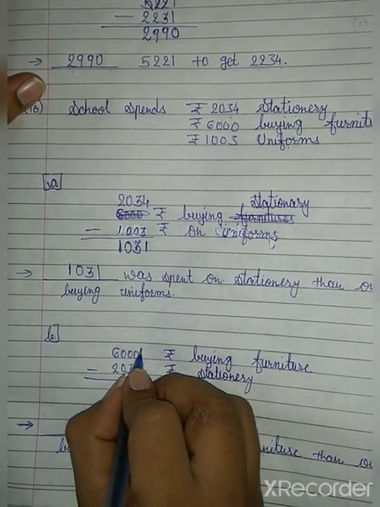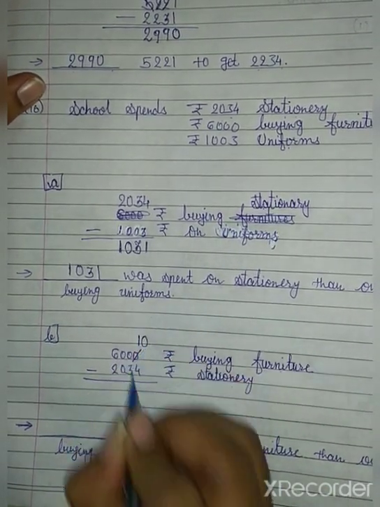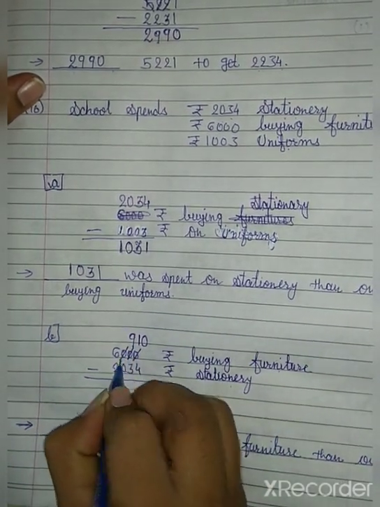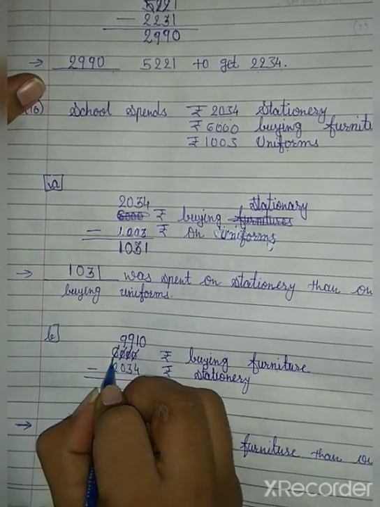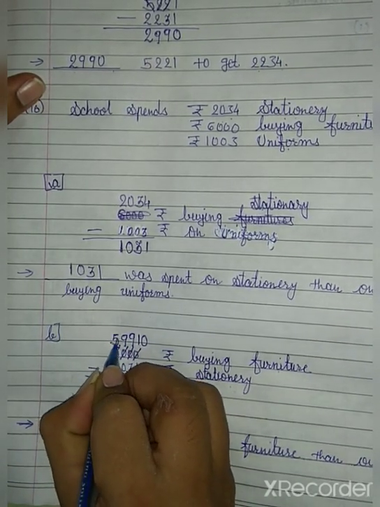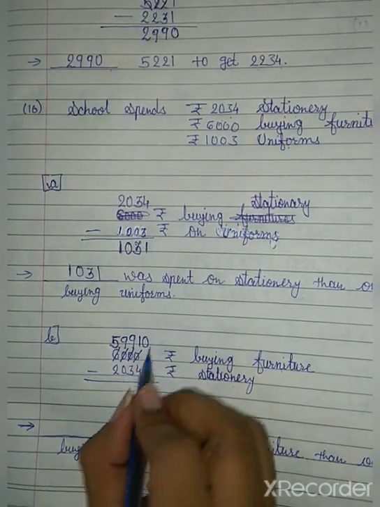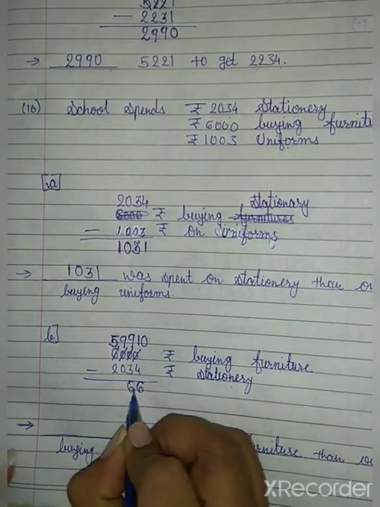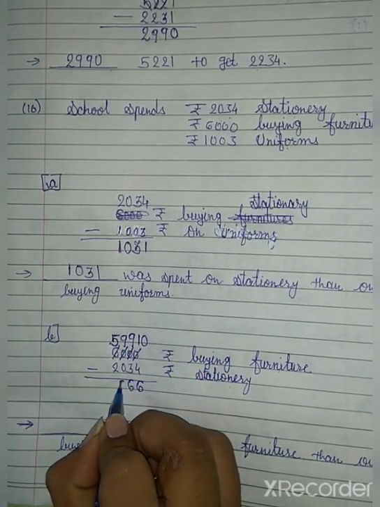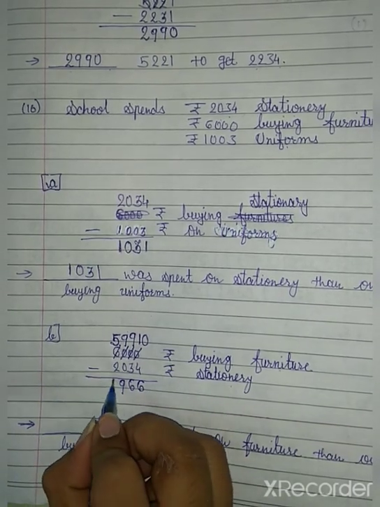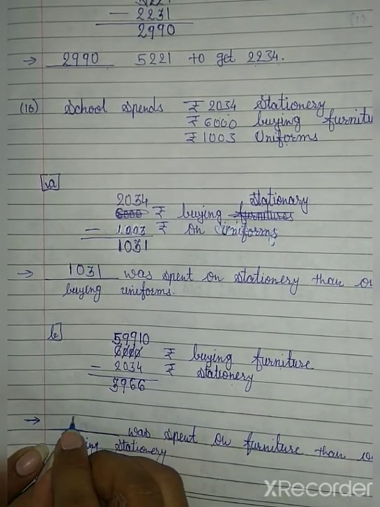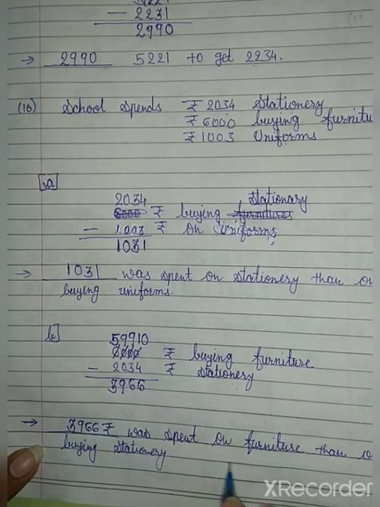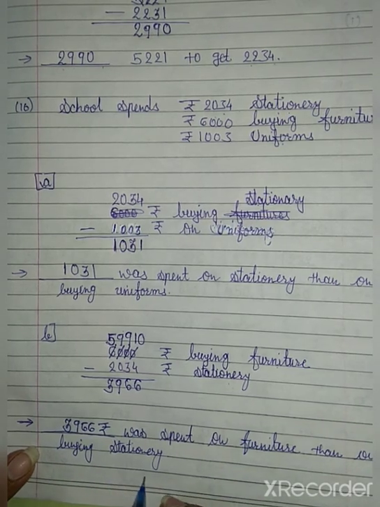So 0 minus 4 not possible. So we have to put here borrow. And here also not possible. So put here 9. Here also put 9. And here 6 minus 1 is equal to 5. So put here 5. Now 10 minus 4 is equal to 6. 9 minus 3 is equal to 6. 9 minus 0 is equal to 9. And 5 minus 2 is equal to 3. So what is your answer? 3966 rupees more was spent on furniture than on buying stationery.